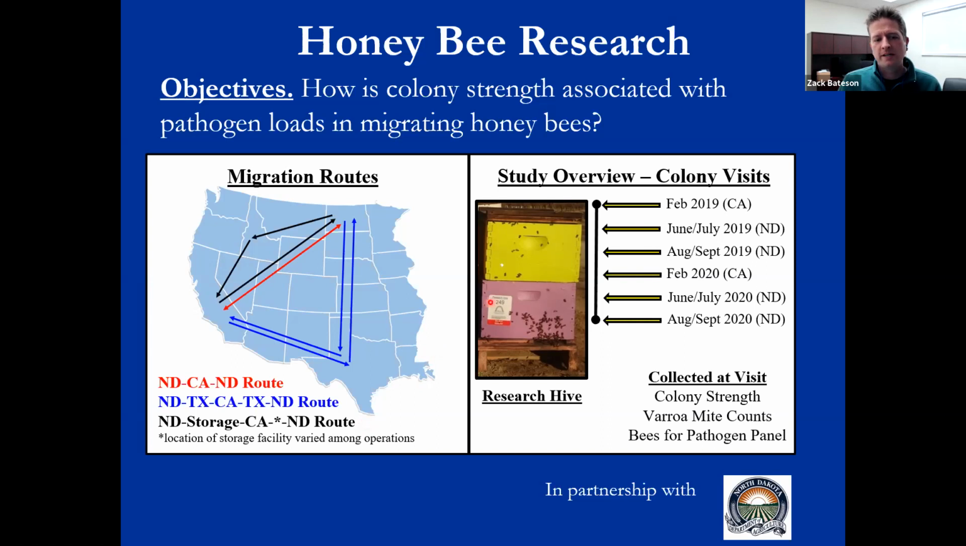Then we put stickers on these research hives, and we went out and sampled once in California and twice in North Dakota for 2 years for this study. At each of these visits, colony strength was estimated, and we checked varroa mites, how many mites there were per 200 bees. Then we took a sample of those bees for pathogen testing. This was a project in partnership with the North Dakota Department of Agriculture.